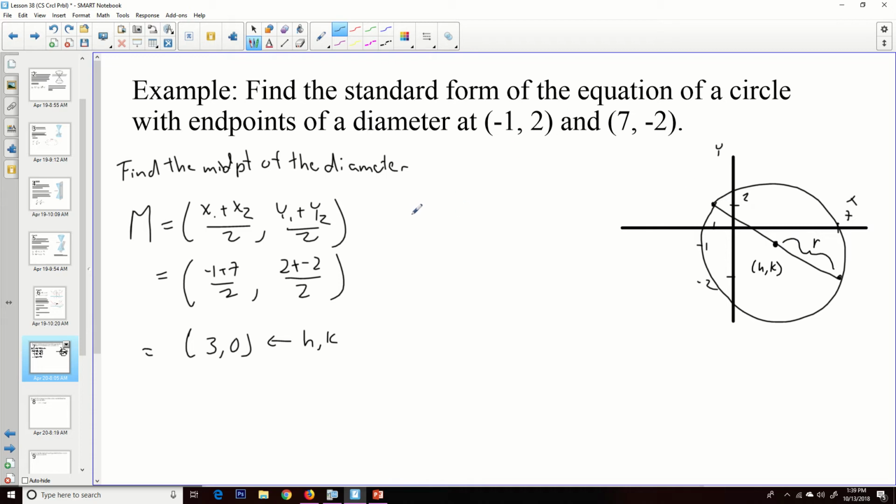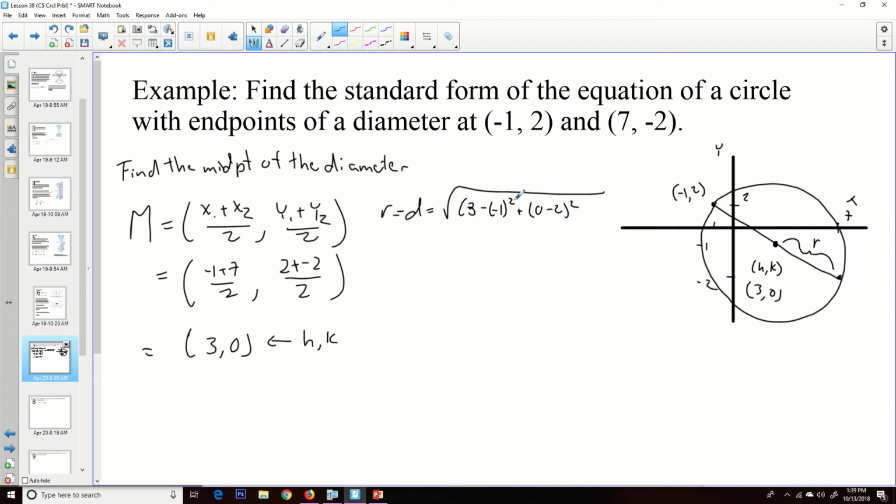And so the distance, which is going to end up being r, is the square root of the difference from those values. Now again, the center was (3, 0), and this point right here was (-1, 2). So if I go 3 minus -1 quantity squared plus, let's see here, it would be 0 minus 2 quantity squared.